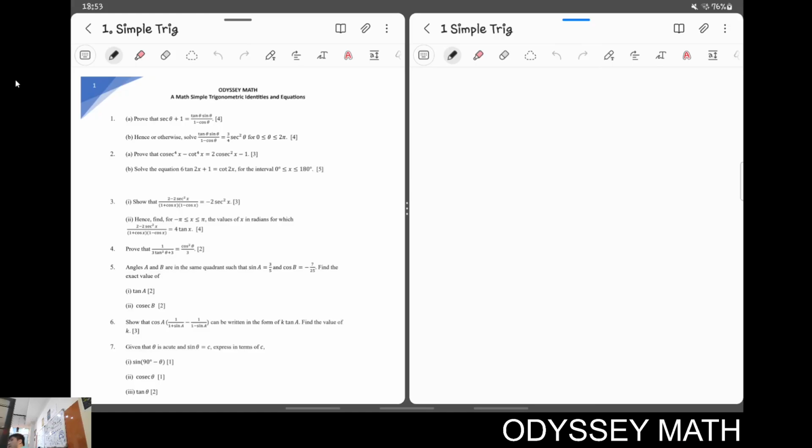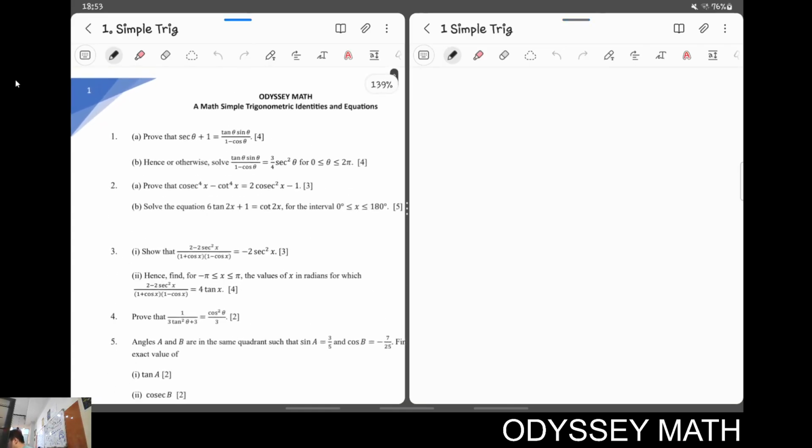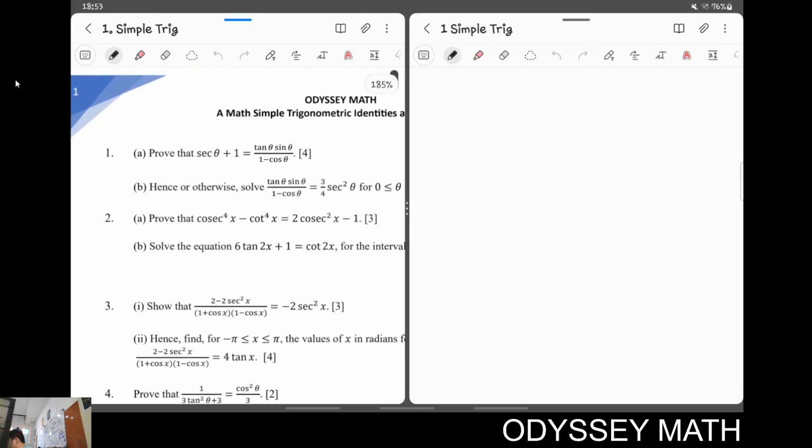Question number 1A. So we are here on the simple trigonometric identities and equations. Okay, 1A. Prove that secant theta plus 1 equals tangent theta sine theta over 1 minus cosine theta.